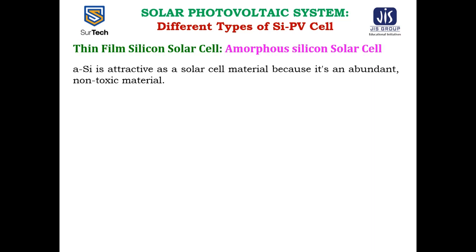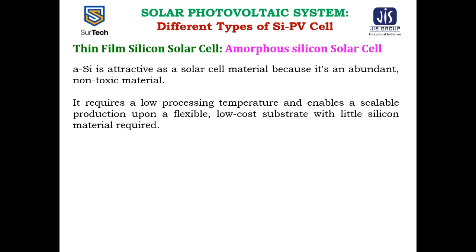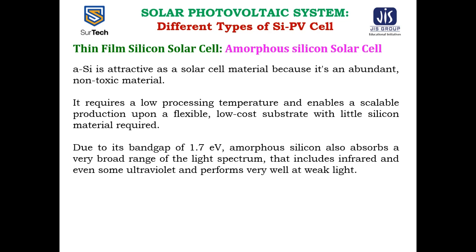a-Si, that is amorphous silicon, is attractive as a solar cell material because it's an abundant, non-toxic material. It requires a low processing temperature and enables scalable production upon a flexible, low-cost substrate with little silicon material required. Due to its band gap of 1.7 electron volts, the amorphous silicon also absorbs a very broad range of the light spectrum that includes the infrared and even some ultraviolet, and performs very well in weak light.